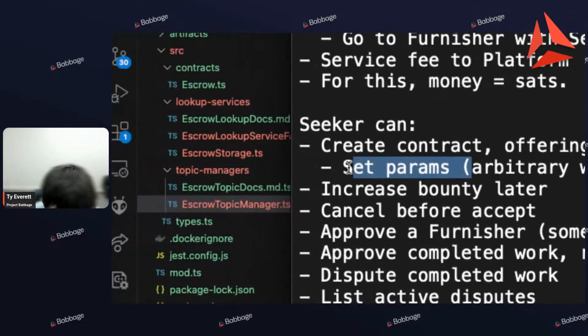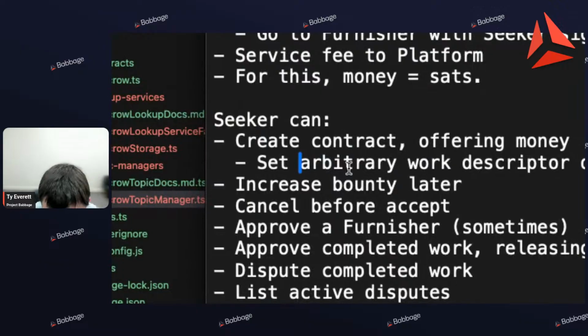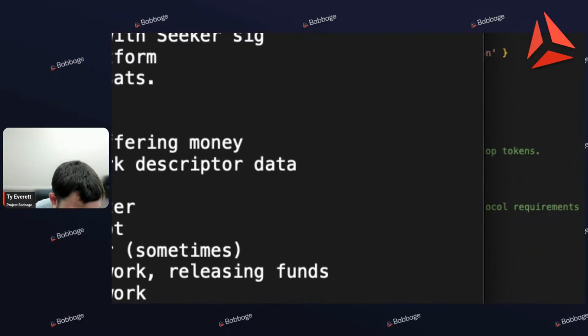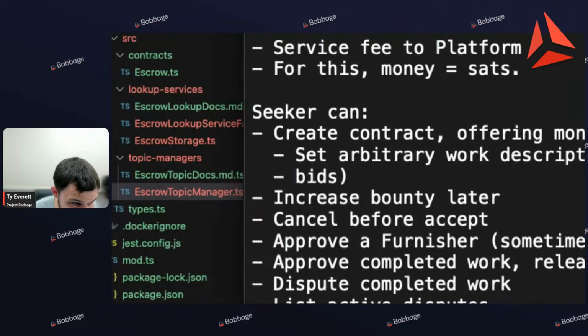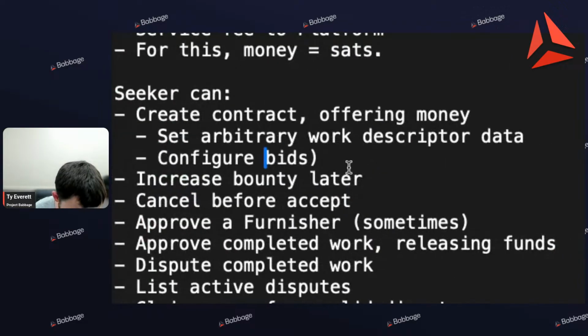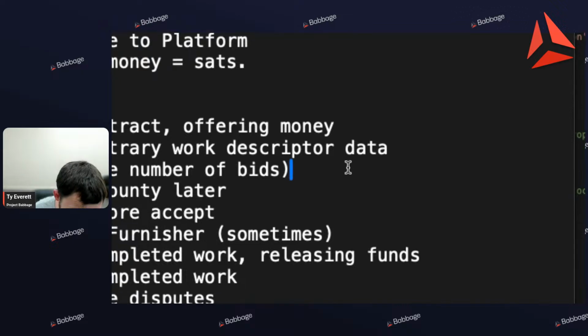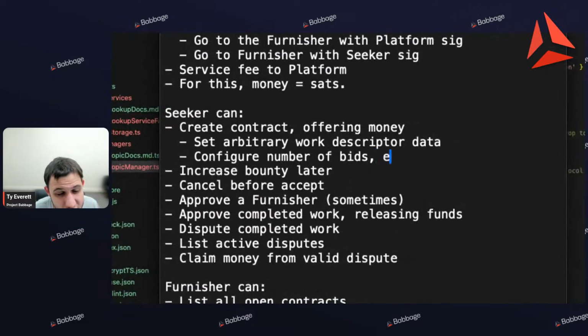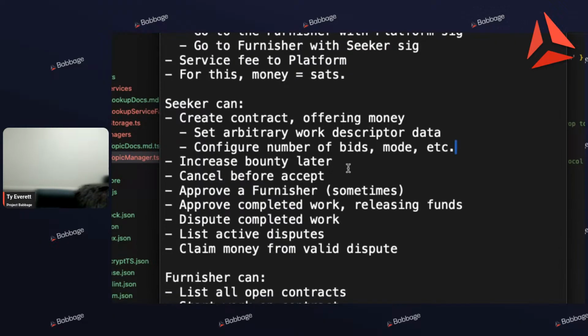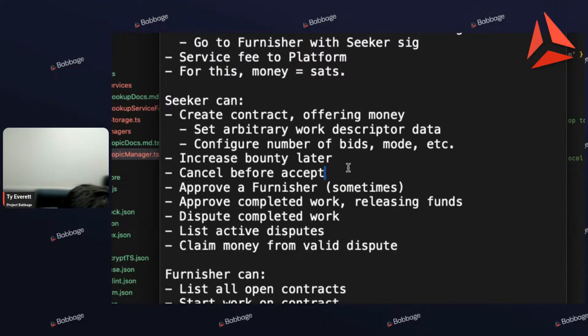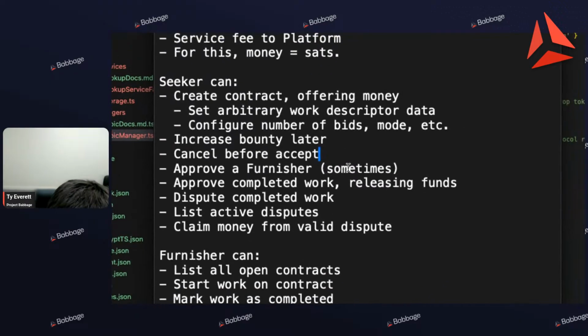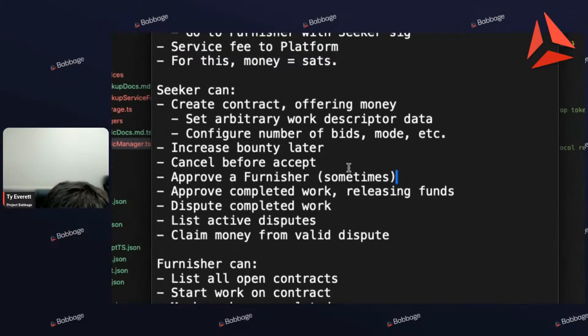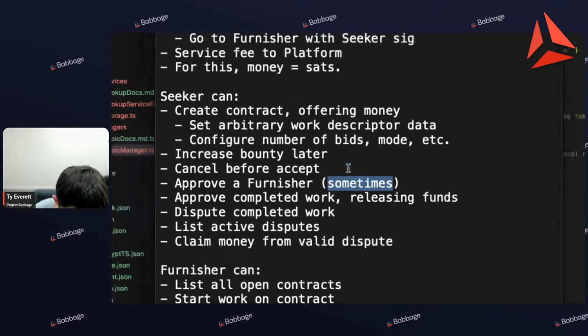So actually, let's make this a little bit more clear. You're setting your arbitrary work descriptor data, so what you are working on, et cetera, et cetera. Configure number of bids. Mode, etc. Okay, so now that that is the case, cancel before accept, approve a furnisher. Okay.